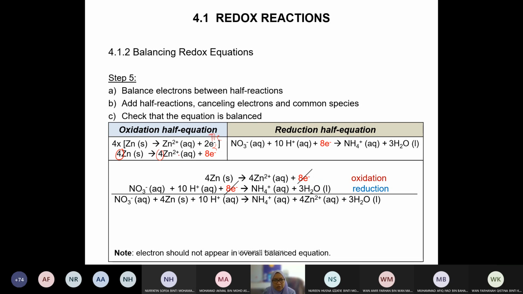Madam, saya dapat 105 ni madam. Provided you punya step ni betul, dan betul lah 105 yang awak dapat tu. Okay, 105 coefficient dia.